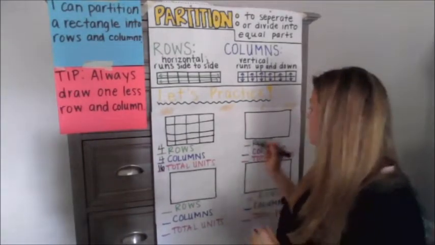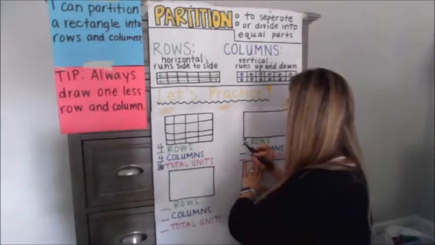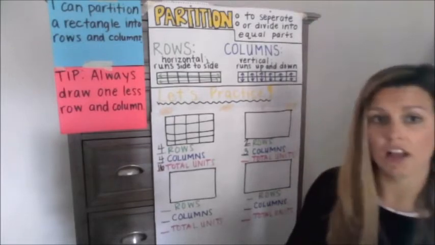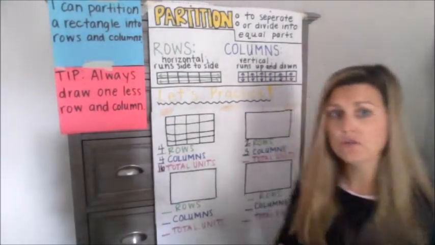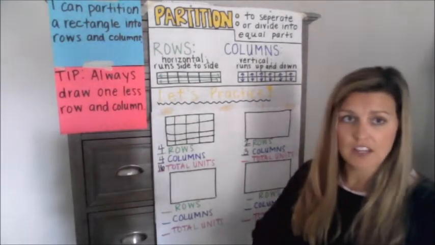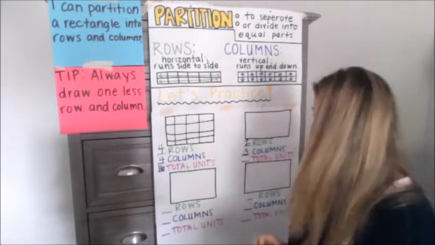We are going to do 2 rows this time and 3 columns. Okay, so we're going to go 2 rows, 3 columns. Go ahead, pause your video, and do 2 rows and 3 columns.